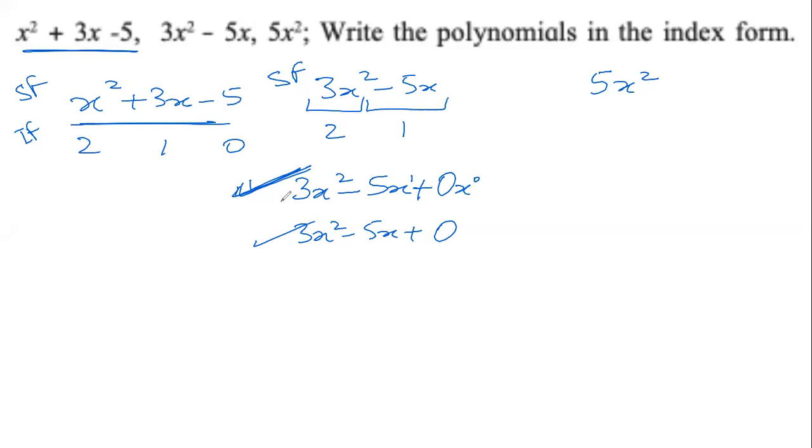Now, if we have to convert the third polynomial, which is 5x square, into index form, there is only one term and the power is 2. So it is in the standard form. Obviously, there is only one term, so what order could it have? But powers are missing. Power of 1 is missing. Power of 0 is missing. So 0x to the power 1 and 0x to the power 0. This is in the index form.